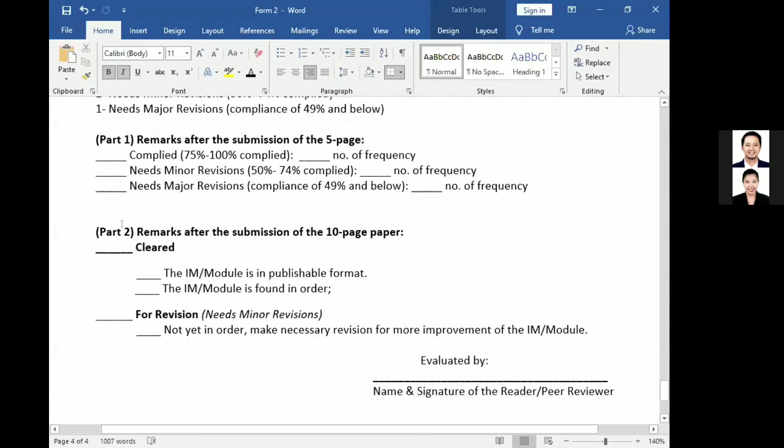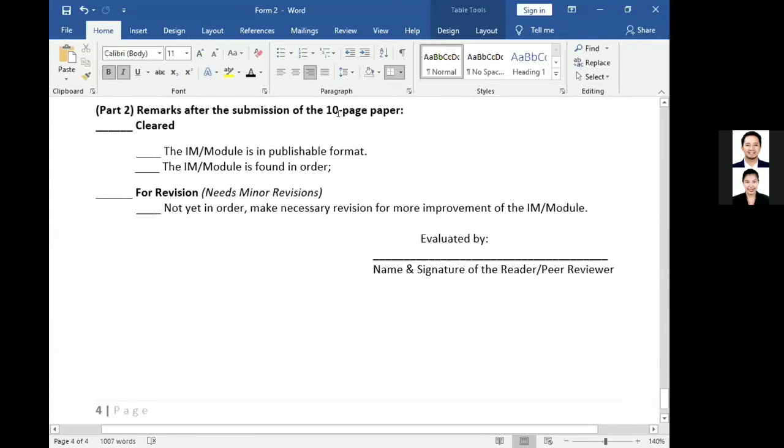Okay, for part 1, you will have this. Again, the same thing. For part 2, also the same thing. It might not be 10 pages anymore. It might go beyond 10 pages, but it's okay. You can do it. And then you check if it's cleared, but you have to also check with your main reader. Okay, this is the last. Let me share my screen again.